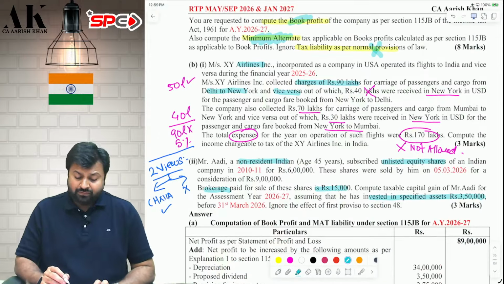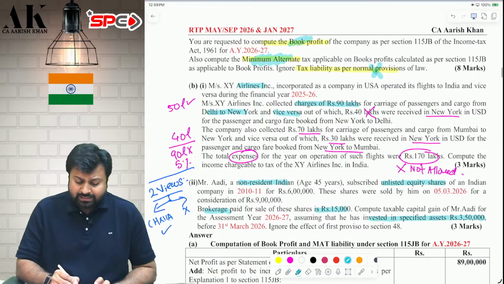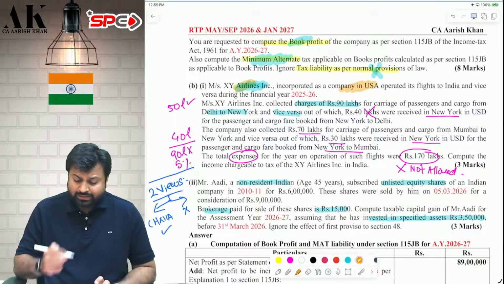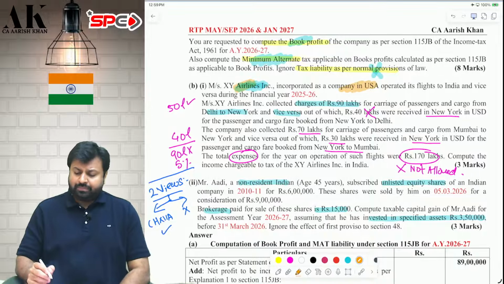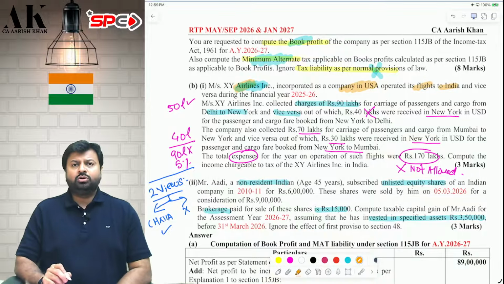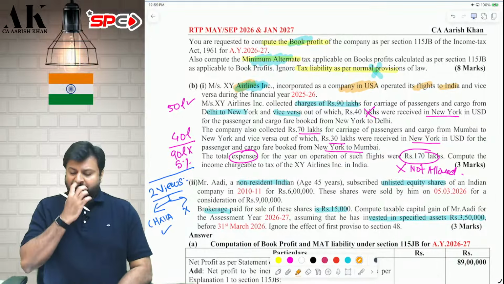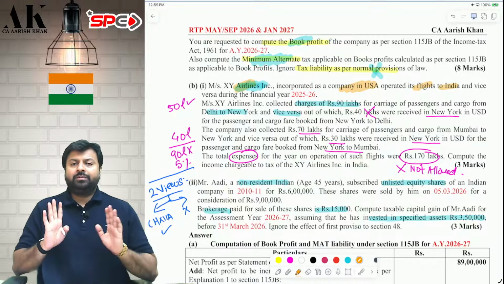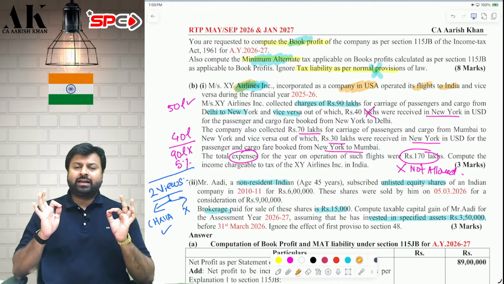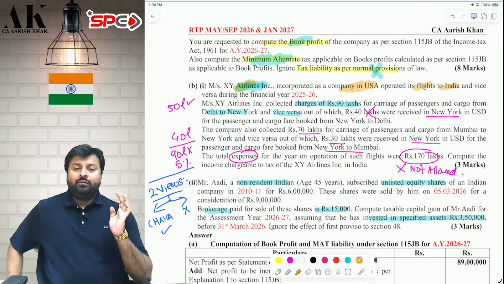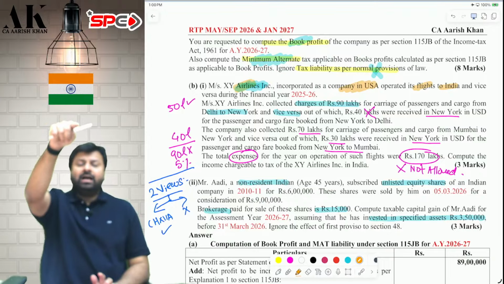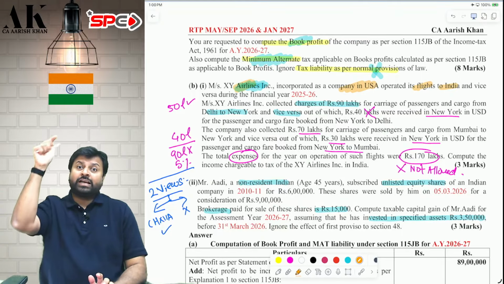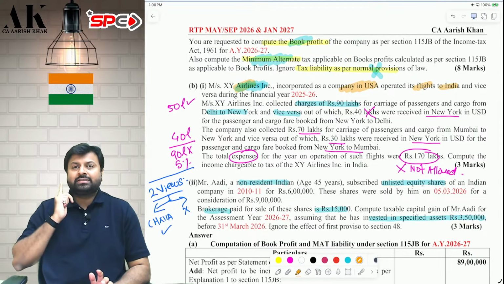Question number B1. What is there in this question? There is an airline company, which is incorporated in USA, a foreign airline company, US airline company, which operates flights from India to US, US to India. So now we have to compute the total income as per 44BBA. Now 44BBA is applicable to non-resident aircraft business. When the aircraft is leaving India, then it is 100% taxable in India. But when the aircraft is leaving from outside India, then it is taxable only if it is received in India.